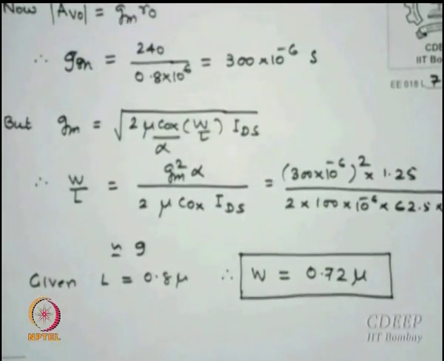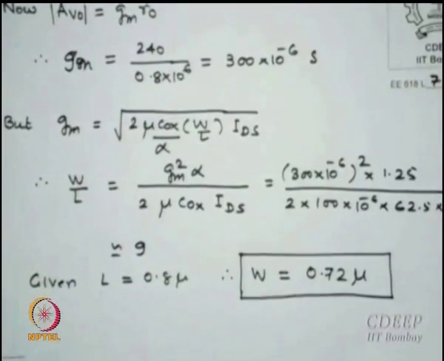So 240 by 0.8 times 10 to the power 6 gives me a GM of 300 microsiemens, okay? Please remember you said greater than 200, so 240 is greater than 200, it is not 300, so it is not too high. Of course, you can use the 200 value here and get whatever value, but that is the minimum point. This is higher, so I used it.